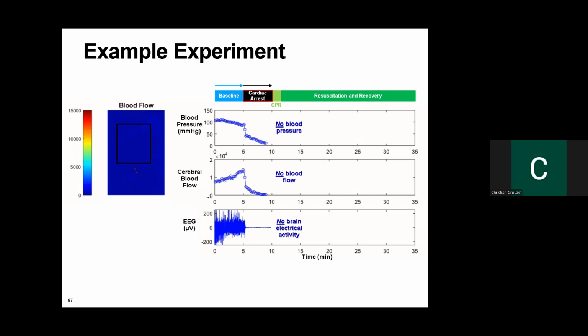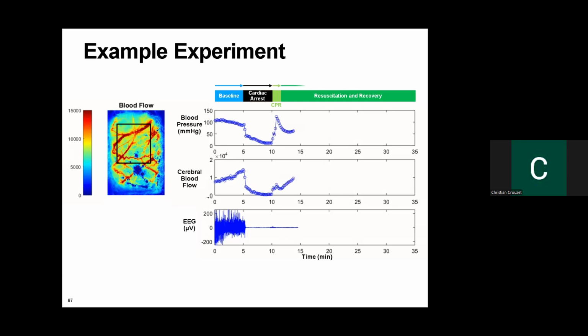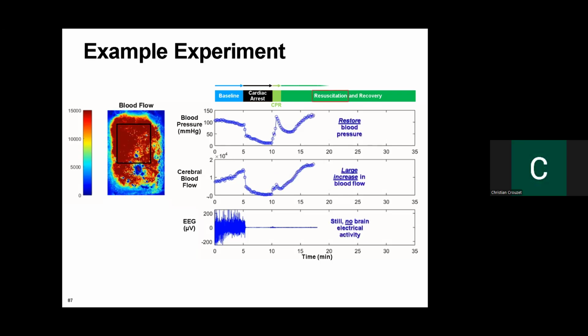So then the drugs are administered. Dr. Akbari would start CPR. The rodent was able to be brought back from the dead, and the blood pressure was restored. You had this hyperemic response of blood flow that's going into the brain. However, during this period, even though you have blood flow going to the body, the brain electrically is still not firing.